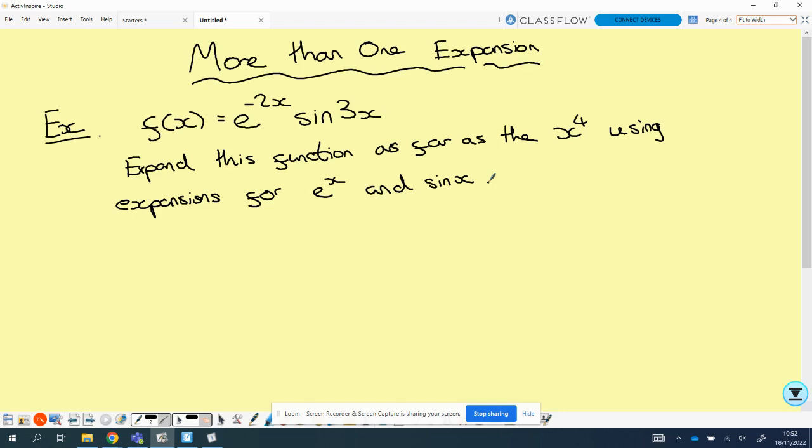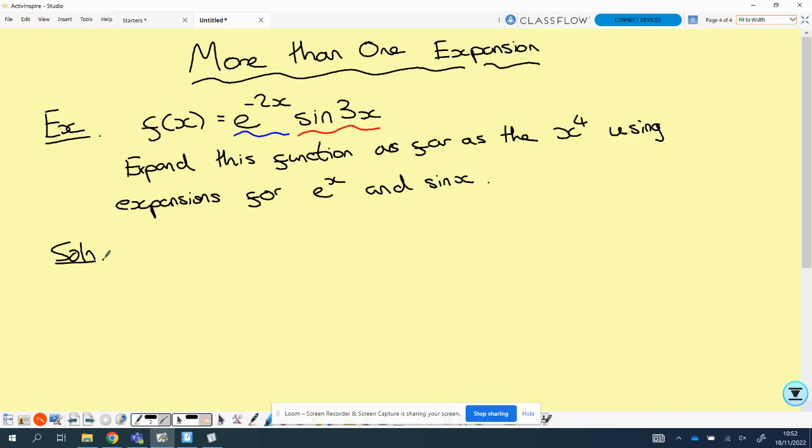Now you can see that I've got two functions here. I've got my first function, which is really e to the negative 2x, and that's multiplying sine 3x. Okay, so I've got to do two functions and then eventually merge them together. And that's how you go about doing this. You just treat it one bit at a time to start off with. Now the key thing is, I only need to go up as far as the x power 4 term. So any powers after that, I might write one down to start off with, but I can exclude it later on in my answer, okay? So let's look at the solution.